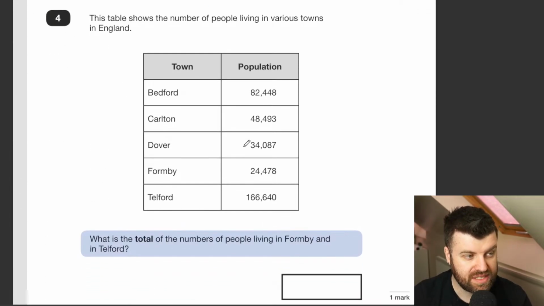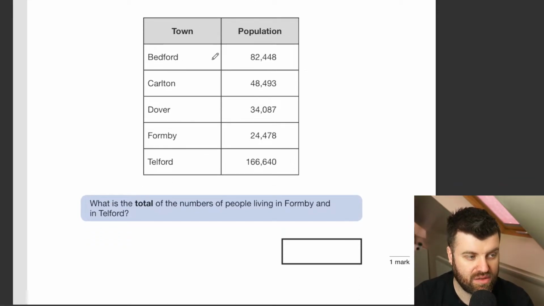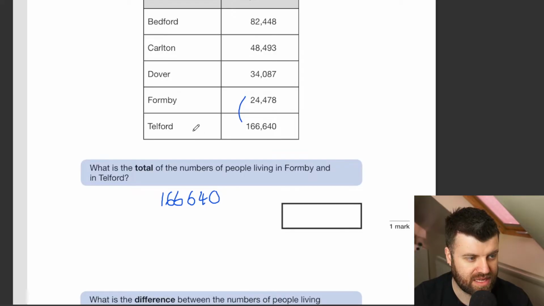Question 4. This table shows the number of people living in various towns in England. We have Bedford, Carlton, Dover, Formby, and Telford. What is the total number of people living in Formby and Telford? This is a case of just adding up these two numbers. So this could be an arithmetic question, but the way that they've put this into a reasoning paper is that it's embedded in statistics, it's embedded in a word problem, as you can see here.